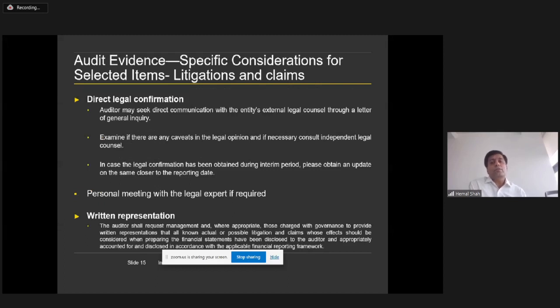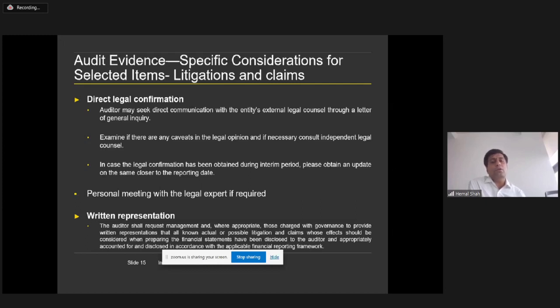Direct legal confirmation. So when auditor should try to get direct legal confirmation, if there are litigations ongoing, then definitely the auditor should get a legal confirmation. Now, legal confirmation should be obtained from external legal counsel through a letter of general inquiry. However, many times we have seen the experts who basically are the lawyers, they did not reply to general inquiry. In that case, auditor will have to make a specific inquiry for a particular case.